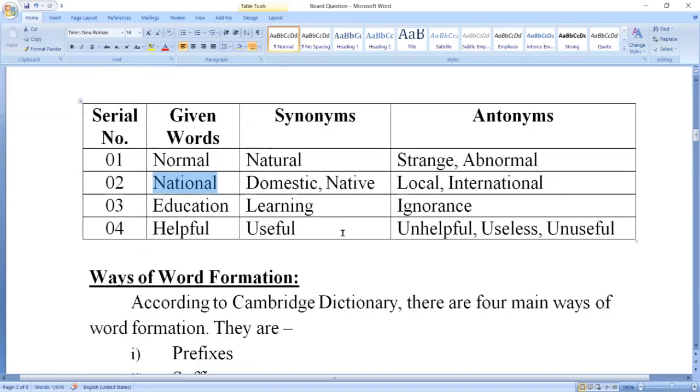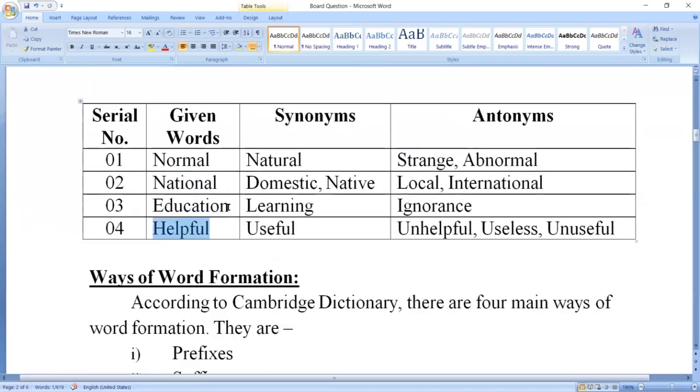So dear students, I think you can understand how easy it will be for you if you understand well how words are formed. In the case of the word education, we can get learning as the synonym, and this learning has been formed by adding ing to the main word learn, and ignorance would be an antonym for the word education.